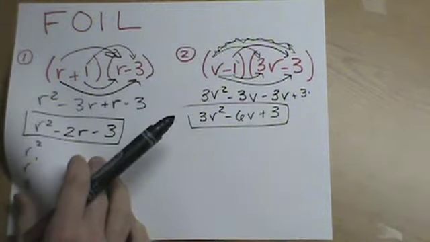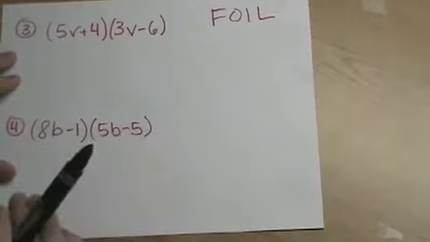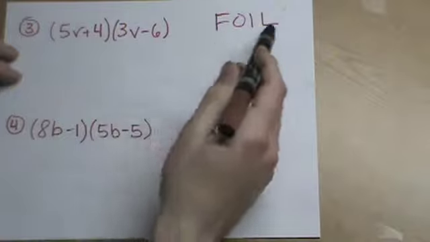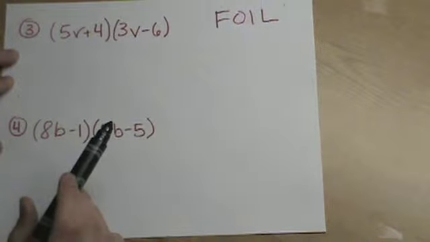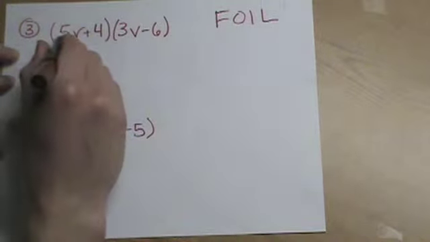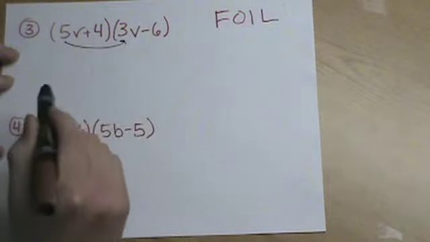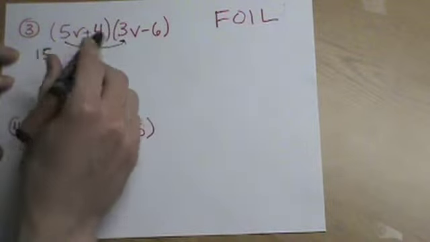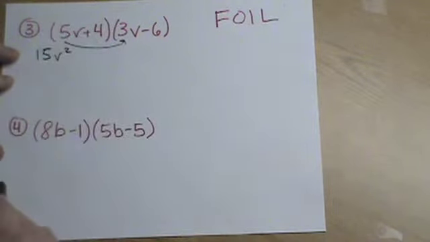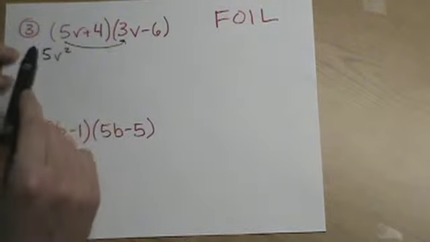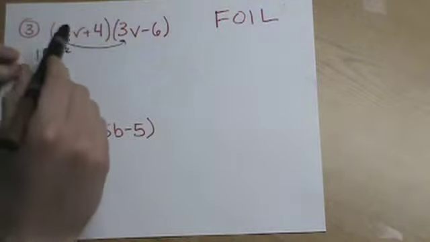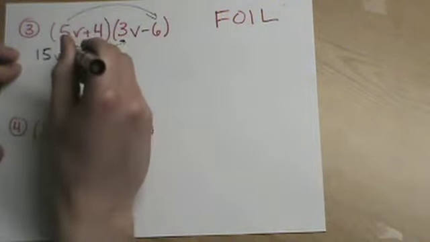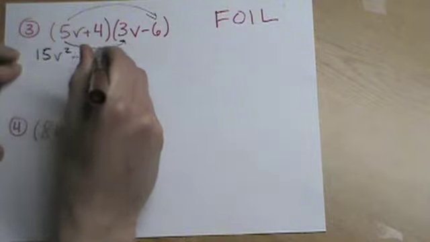All right, let's flip it over and do some more. There we go. So we're using our foiling method again. So the first times the first. So 5v times 3v. 5 times 3 is 15. V times v is v squared. Next we do the outers. So 5v times negative 6. 5 times negative 6 is negative 30v.